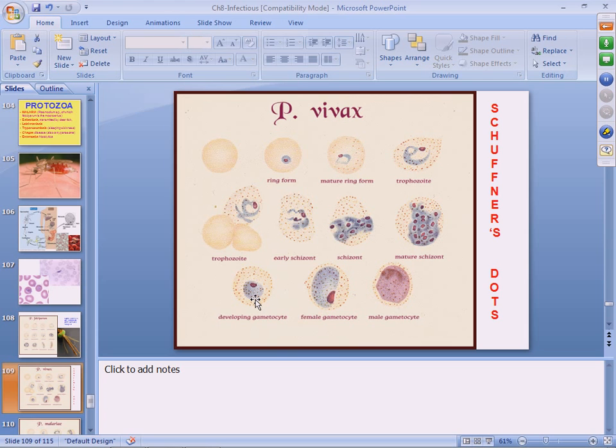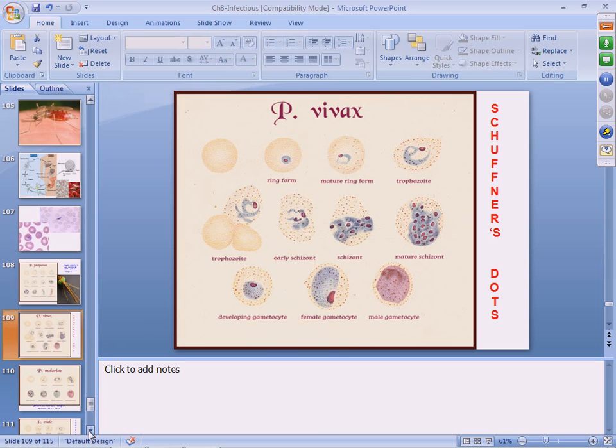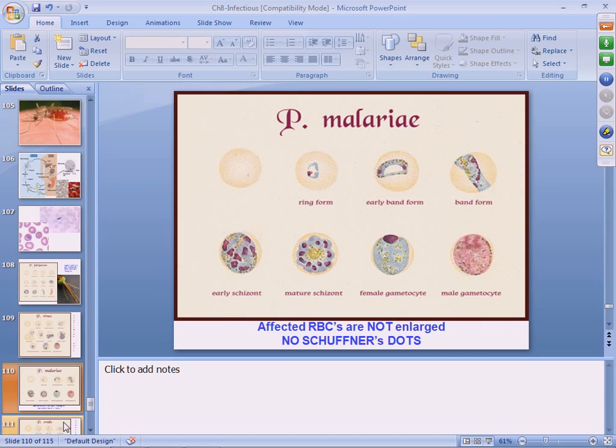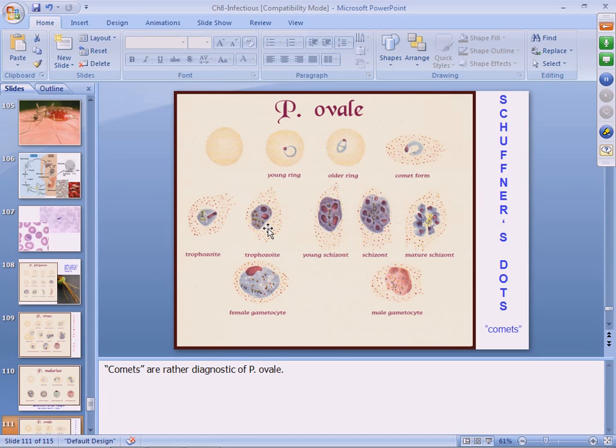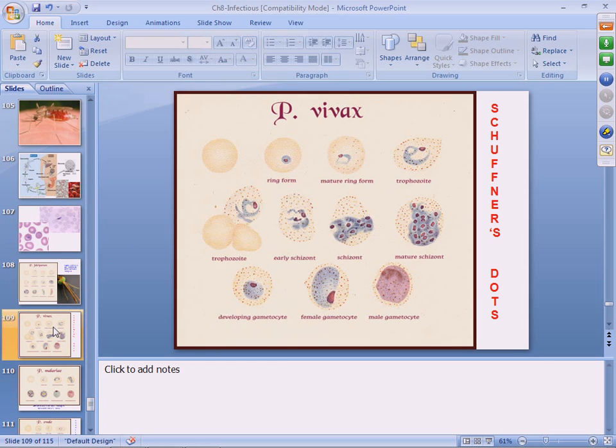But what else do you have? You have these little red dots all throughout the rest of the red cell, after the ring stage forms. Those are Schuffner's granules, or Schuffner's dots. And you get Schuffner's dots with both Plasmodium vivax and Plasmodium ovale. So you can't say it's specific for one, but there's something about ovale that makes it different from vivax. Well, here's the fourth one.